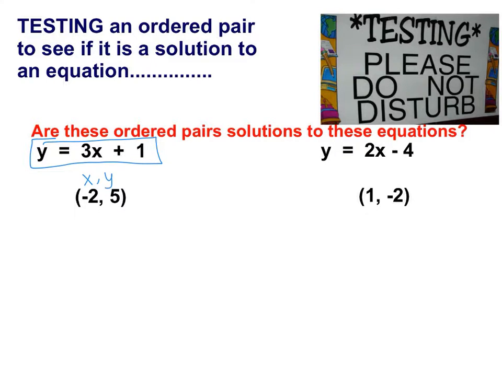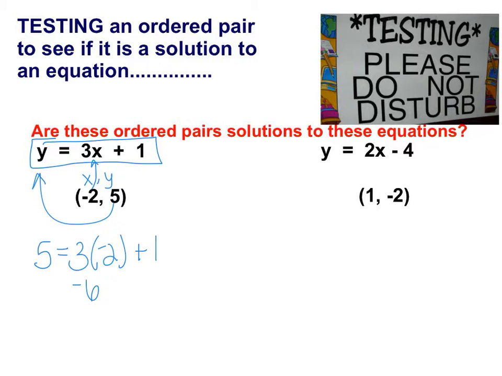In order to do that, let's take our y coordinate and plug it in right here in place of y. 5 equals 3. Let's take our x coordinate, put it right here for x, times negative 2 plus 1. And let's solve that. 3 times negative 2 is negative 6.